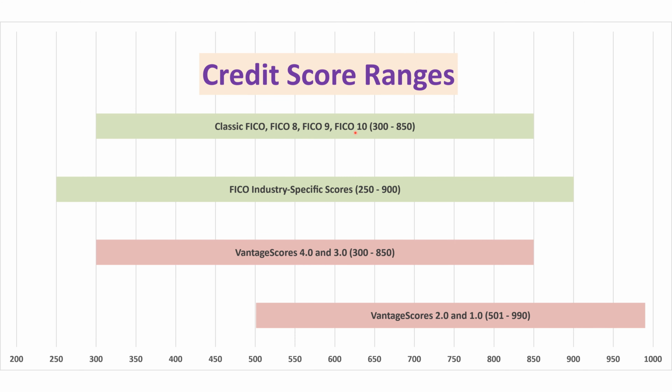Most of the modern credit scores range from 300 to 850. This also includes the new Vantage scores, which are issued by the credit reporting agencies. However, the FICO industry-specific scores range from 250 to 900. So if you check your credit card app to look at your FICO score and it shows a top range of 900, then you know that that score is based on the FICO Bankcard Score.